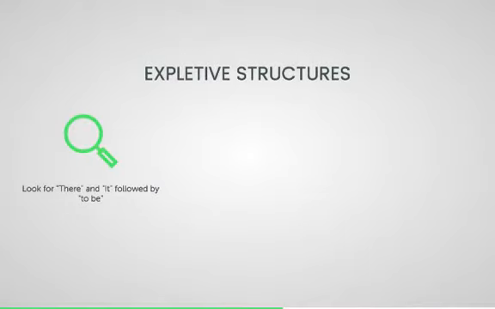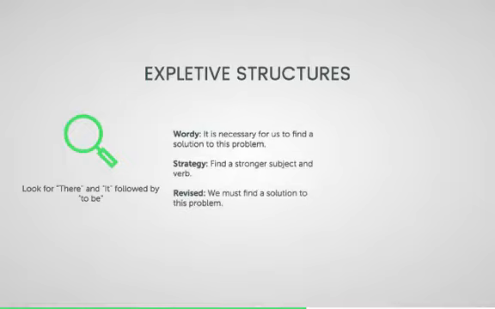Our second pattern is the expletive structure. How we can find the expletive structure is we should look for the word "there" or "it" followed by the verb "to be." So some examples: "It is necessary for us to find a solution to this problem." So we've got that "it is necessary" structure. That "it is" is the expletive structure.